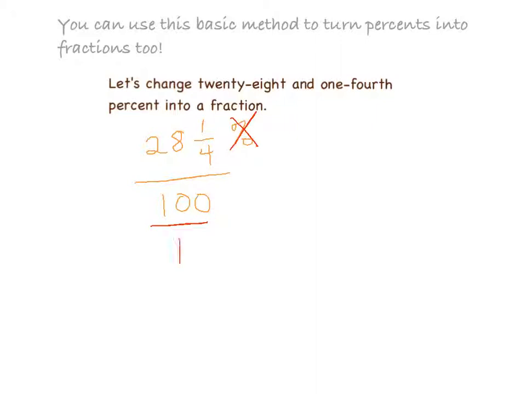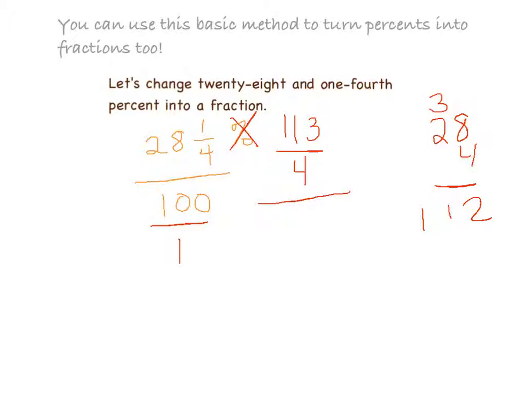We'll put this over 1, and we'll take 28 times 4. 4 times 8 is 32. 2 times 4 is 8. End up with 112. So plus 1 is 113. So you end up with what? 113 over 4 divided by 100 over 1.